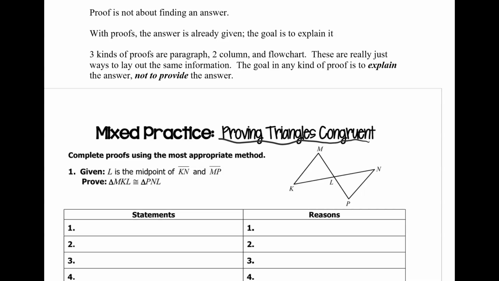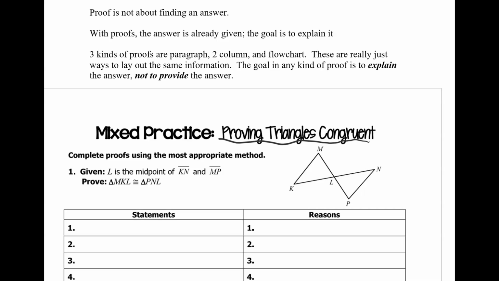So proofs are all about the explanation, and much less about the answer, since the answer is always given to you in the question, which is pretty much asking, why is this true? That's what the question means in a proof. It's not about the answer. The answer is already given. The goal is to explain it.